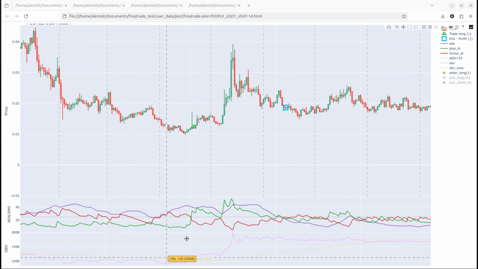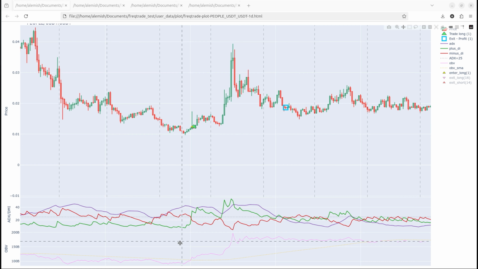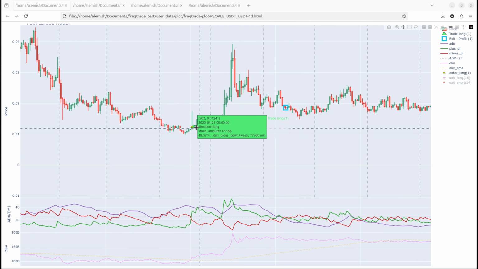And below we have our OBV indicator, and here we can also see our moving average line, and we want them to cross to meet an entry condition. So let's examine these trades in detail. Firstly, we see that here we entered long. Why exactly did we enter long?